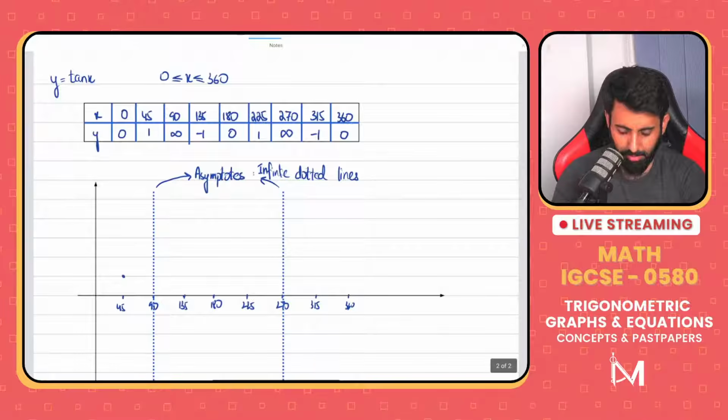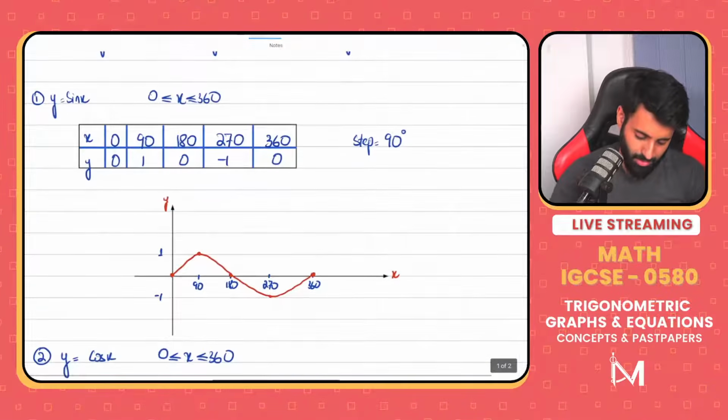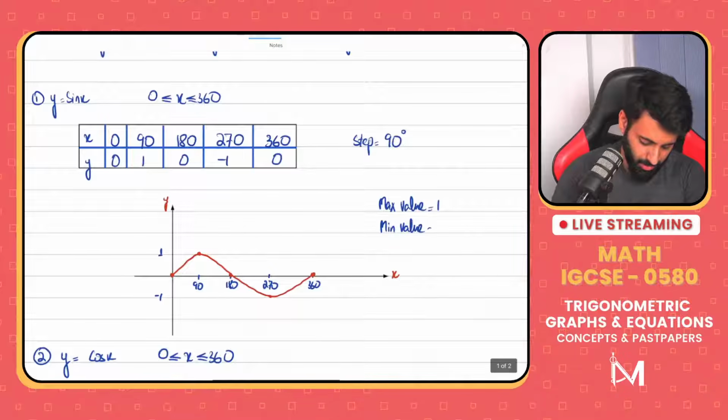And how do you find the minimum value and the maximum value? By looking at the graph. That's it. So if, let's say, we look at sine x, the maximum value is equal to 1 and the minimum value is equal to -1.